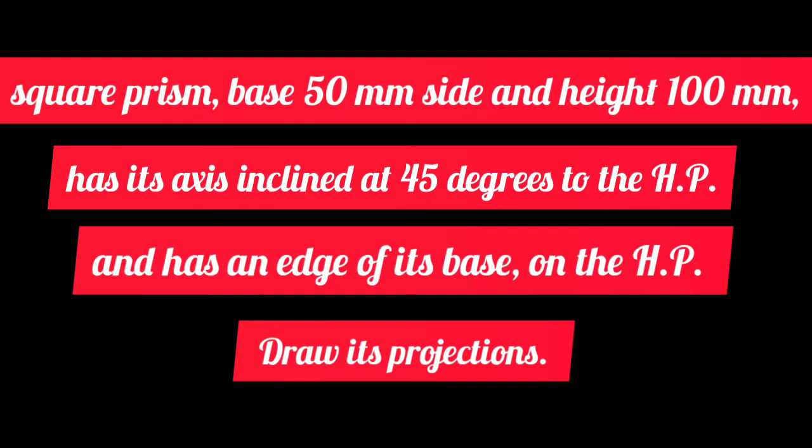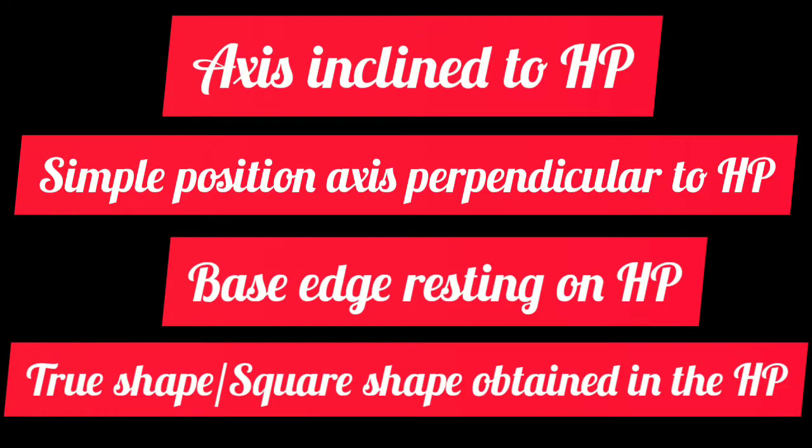A square prism, base 50 mm side and height 100 mm, has its axis inclined at 45 degrees to the HP, with an edge of its base on the HP. Draw its projection. Here, axis inclined to HP means that the simple position has the axis perpendicular to HP. Base edge resting on HP means the true shape, a square, is obtained in the horizontal plane.